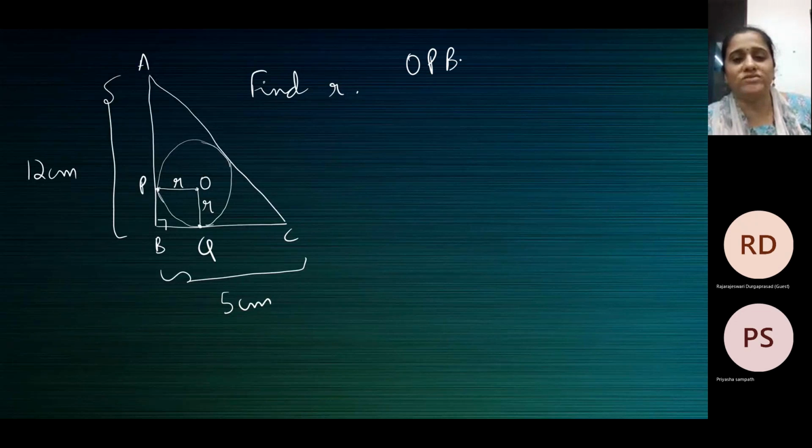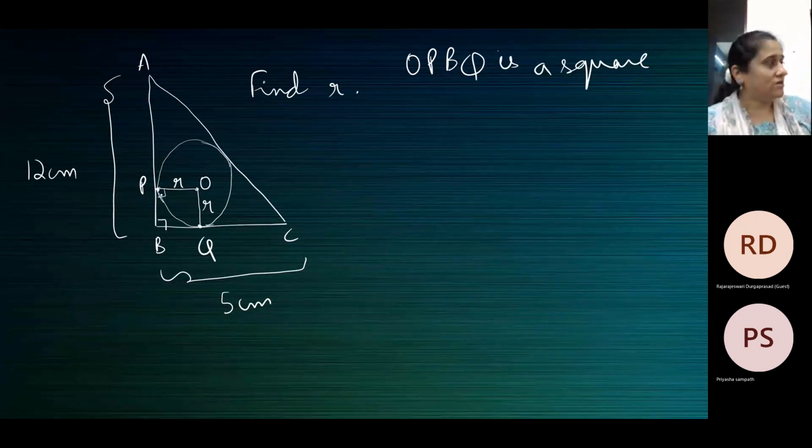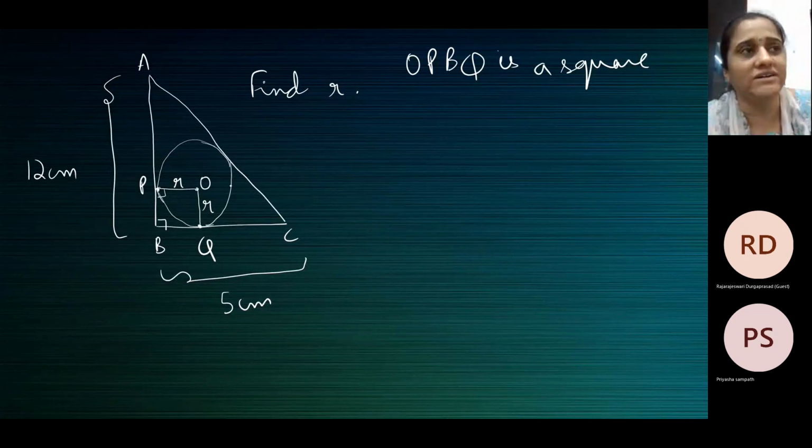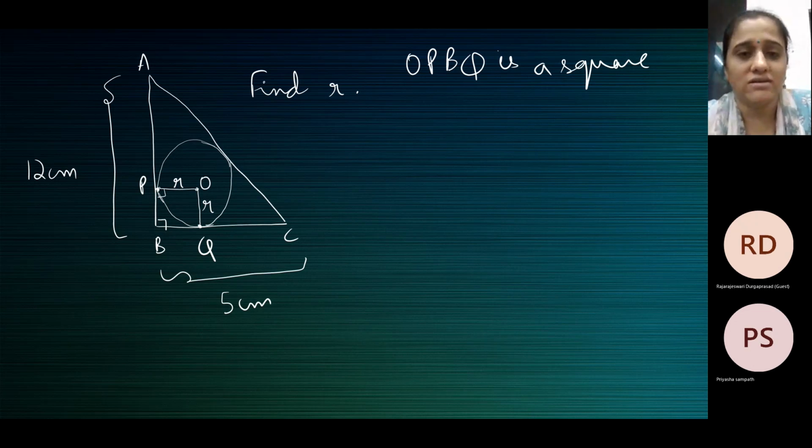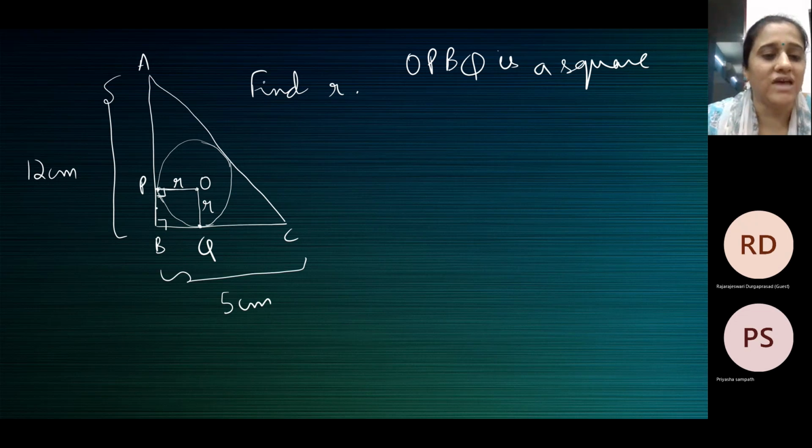Because radius and tangent are perpendicular to each other. OP is a radius, AB is a tangent. The three sides AB, BC, and AC are tangential, meaning they act as tangents to the circle. So we have this theorem from circles: the radius and tangent at the point of contact are perpendicular to each other. So this is 90 degrees because OP is the radius, AB is the tangent, and P is the point of contact. Similarly, Q is the point of contact of the radius and the tangent.